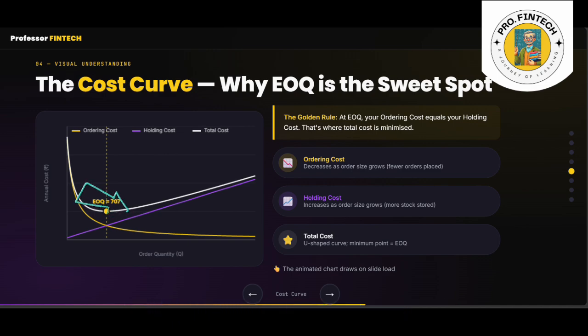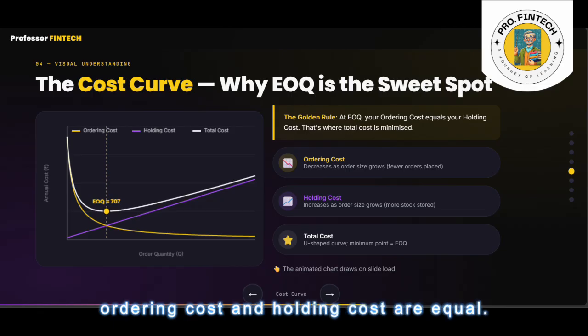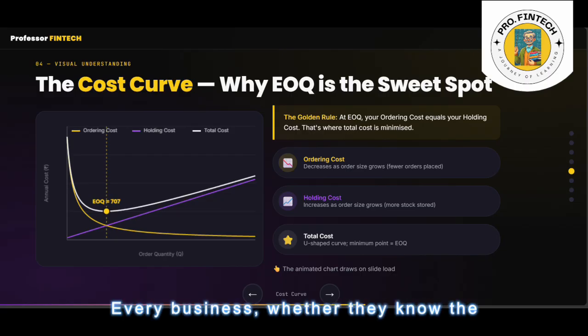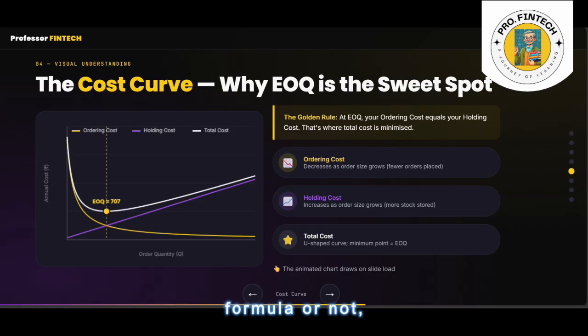And here's the golden rule worth remembering. At EOQ, ordering cost and holding cost are equal. That intersection point is mathematically where total cost hits rock bottom. Every business, whether they know the formula or not, is really just hunting for that exact crossing point.